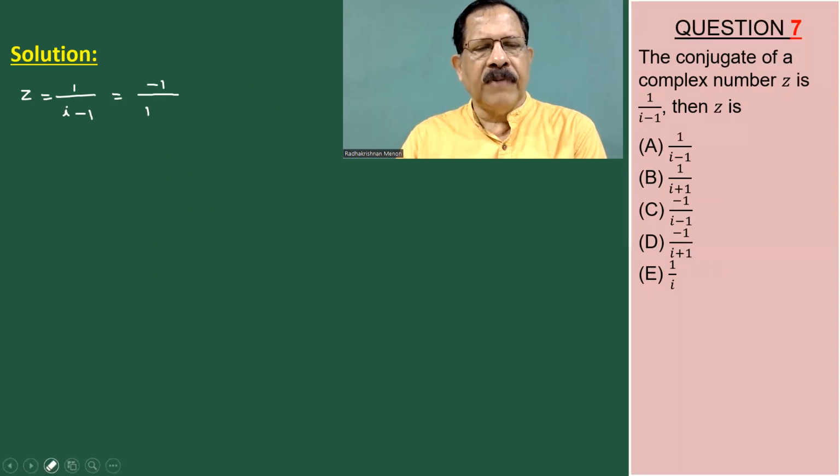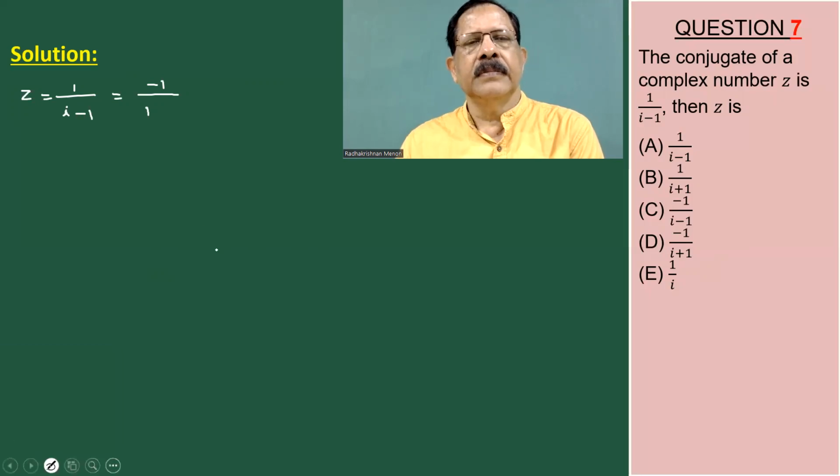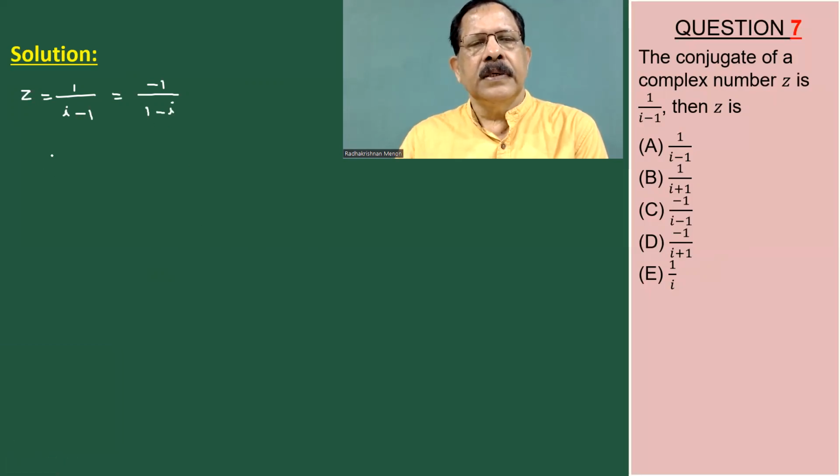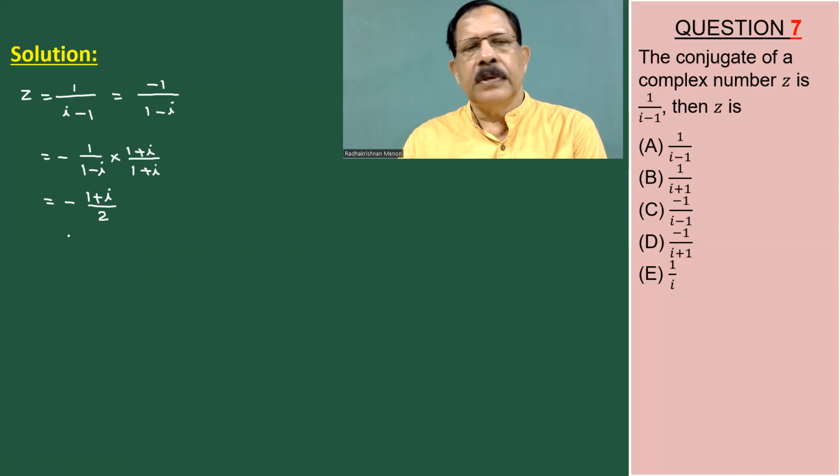Now here we have got 1 minus i. So it is equal to minus 1 by 1 minus i, into, I am multiplying by the conjugate of the denominator, 1 plus i divided by 1 plus i, which is equal to minus (1 plus i) divided by 2. So z bar is equal to minus (1 minus i) divided by 2.